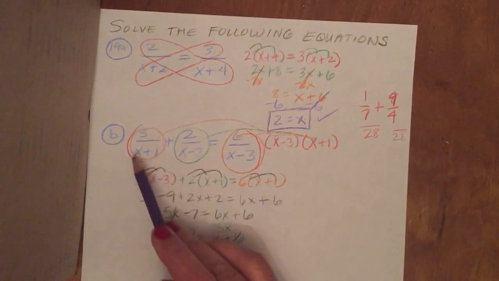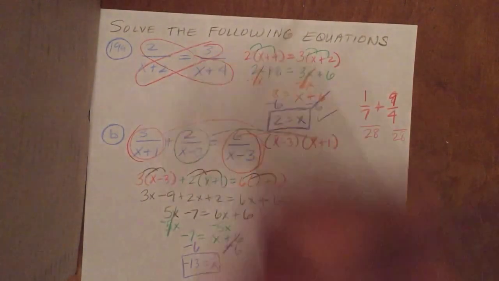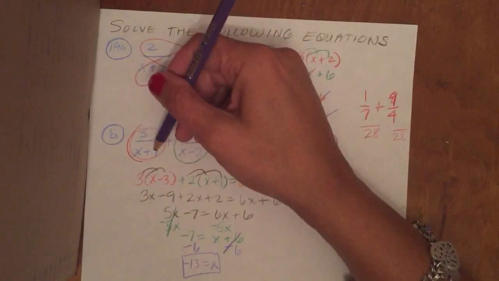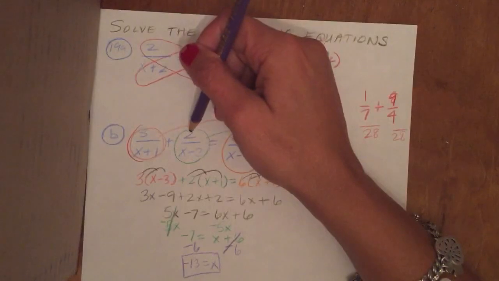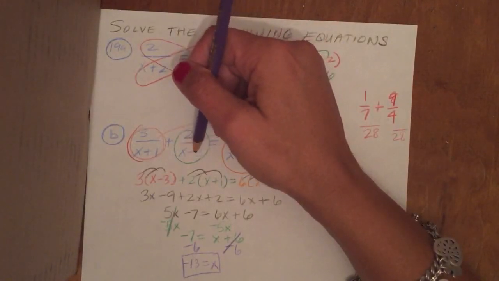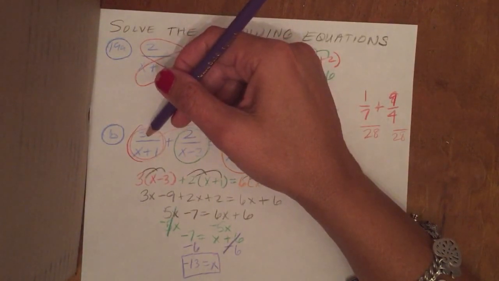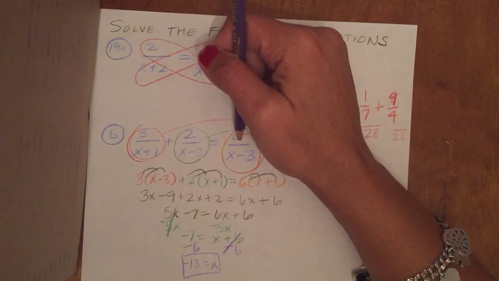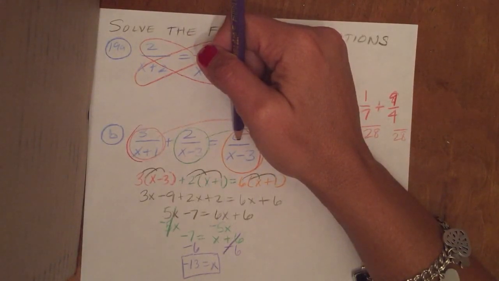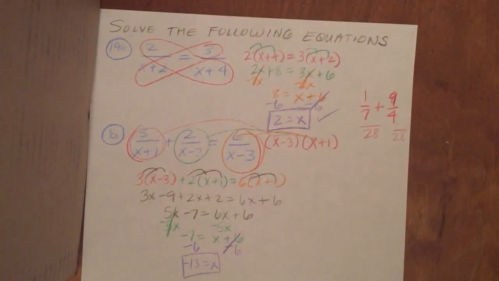So if I were to go back up here and plug in negative 13, it should make my equation work. Negative 13 plus 1 is negative 12. 3 over negative 12, 2 over negative 16, so negative 1/4 and negative 1/8 should equal 3/8. And you'll see that it does work out. So that's how you do 19A and B.